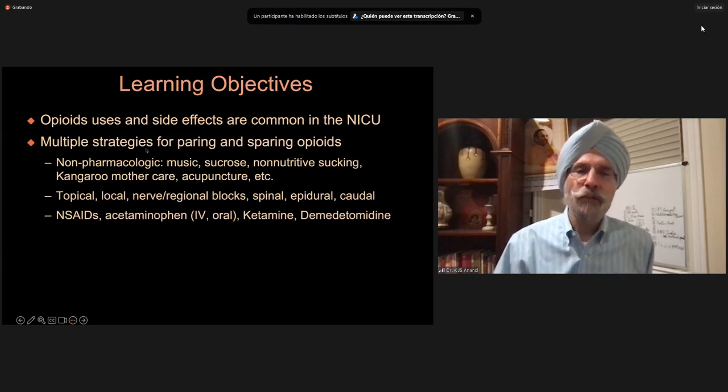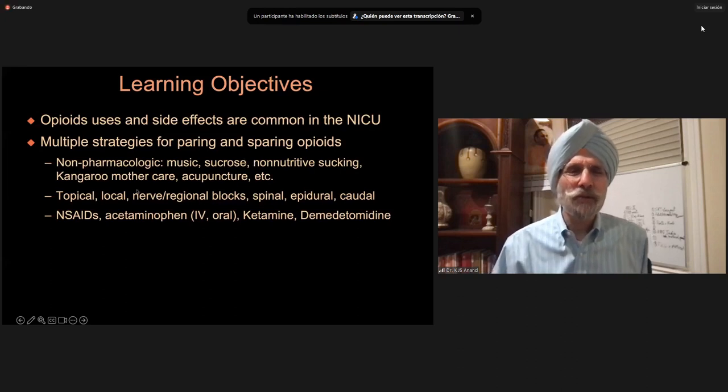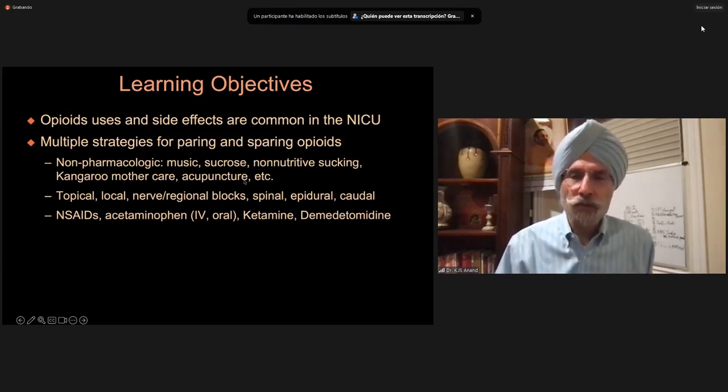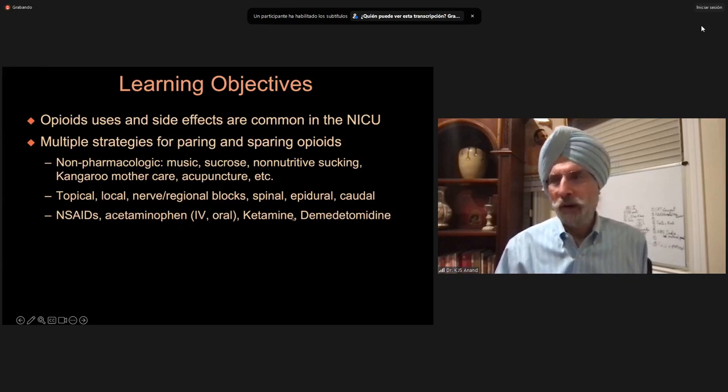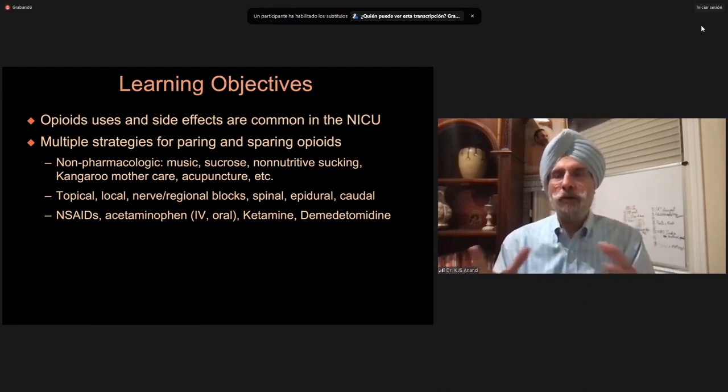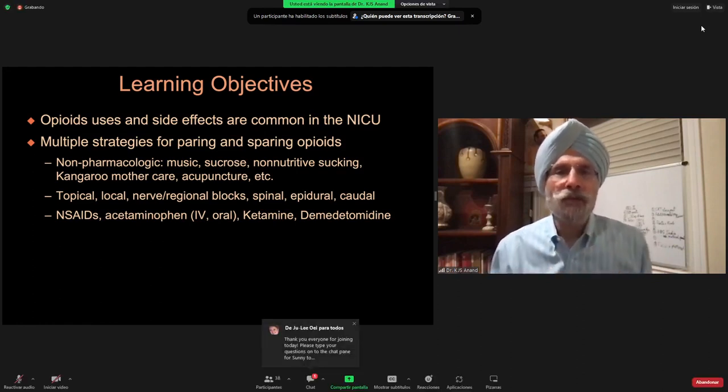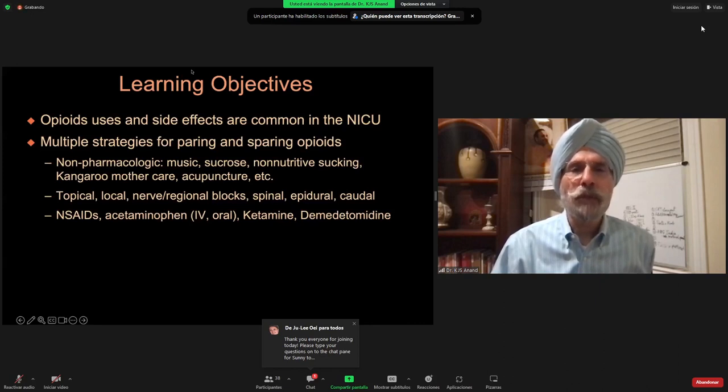There may be multiple strategies for either pairing or sparing opioids. There is more and more a realization that there are non-pharmacological approaches like music, sucrose, non-nutritive sucking, and skin-to-skin contact, or KMC as it's called in some countries. Acupuncture is not very well subscribed in the NICU, but highly effective. Then there are topical, local, or regional analgesia, or even spinal, epidural, or caudal anesthesia, if there are areas of the body that can be blocked. The earlier in the pain system you can block the impulse from getting in, the easier it will be to control the pain.